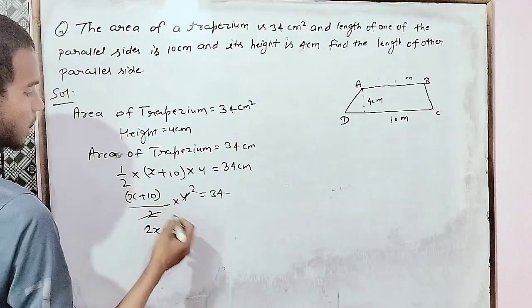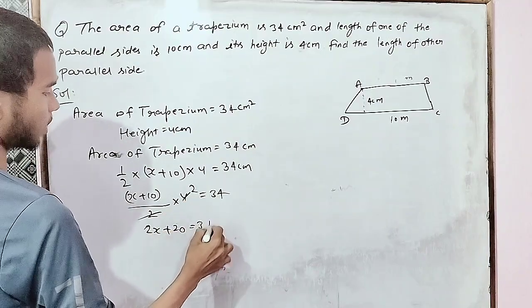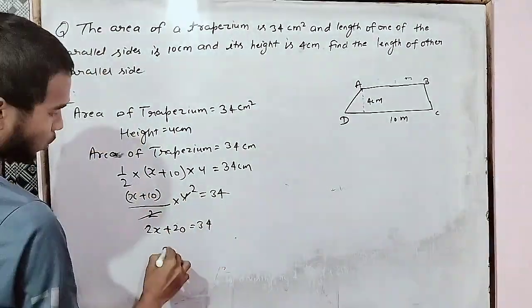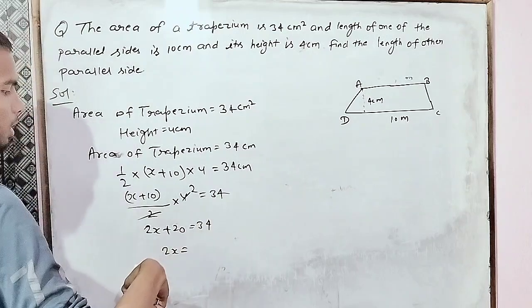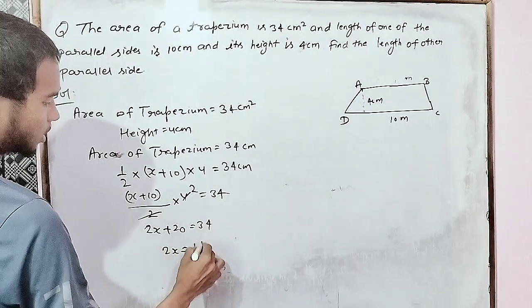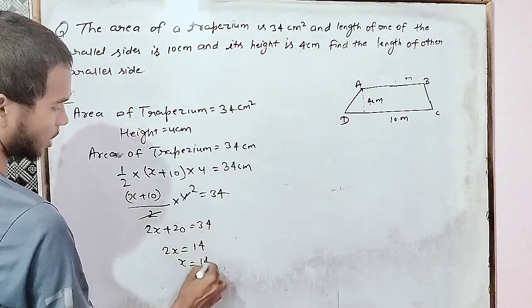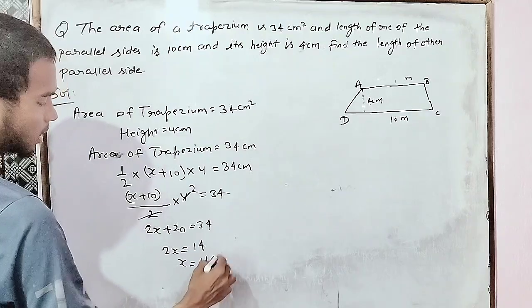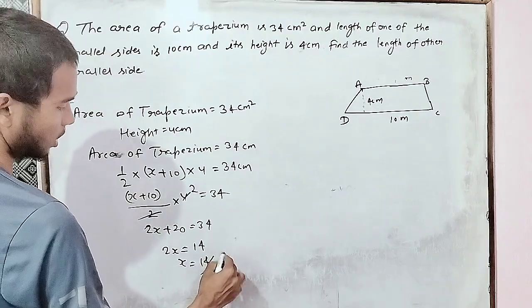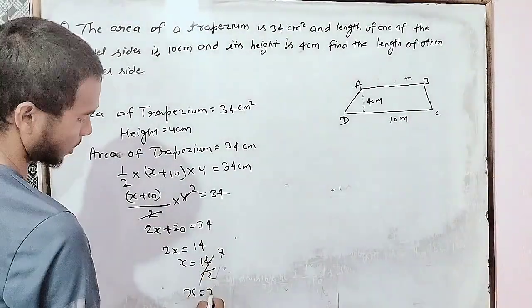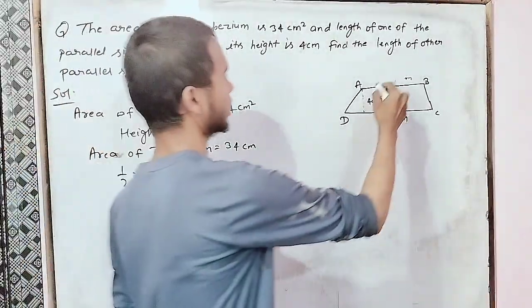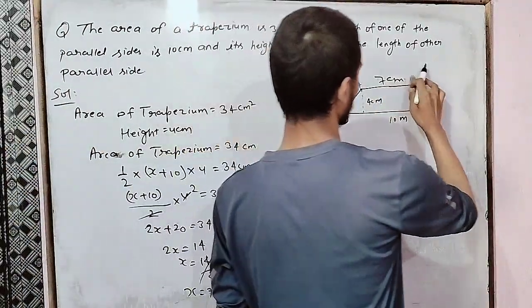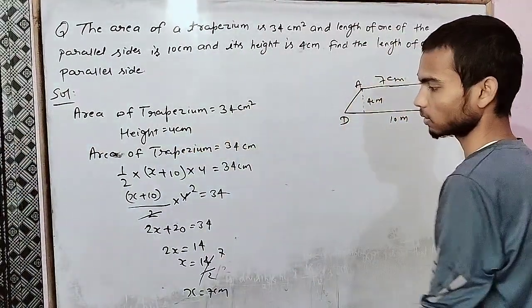2x plus 20 equals 34. 2x equals 34 minus 20, which is 14. The 2s will get cancelled out and we'll have 7. X is 7 centimeter. So finally, this is 7 centimeter.